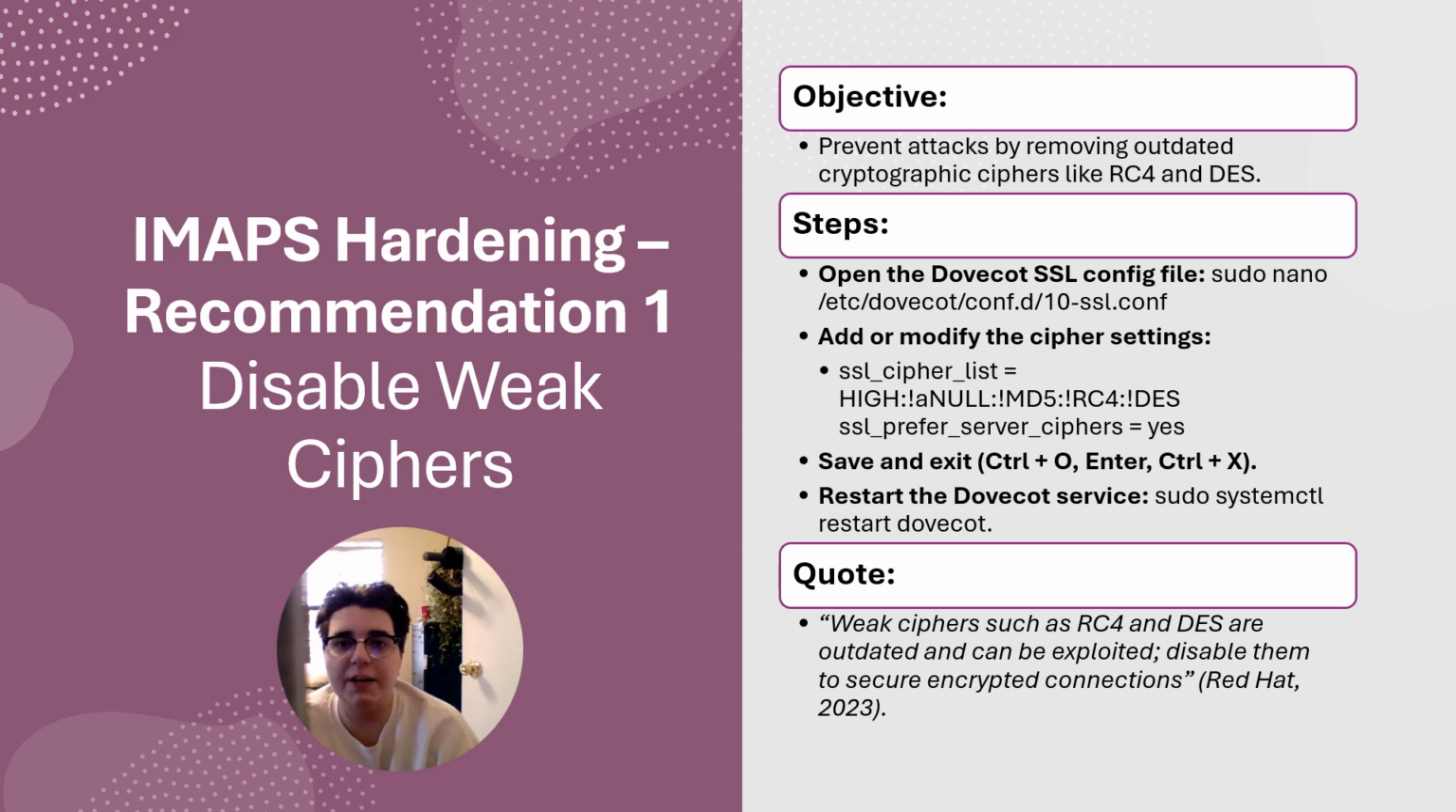The first security measure is disabling weak ciphers. Encryption algorithms like RC4 and DES are outdated and have known vulnerabilities. If these ciphers are left enabled, attackers could potentially decrypt traffic. By explicitly removing weak ciphers in the configuration, we block those attack vectors. Let's move to the next hardening step.